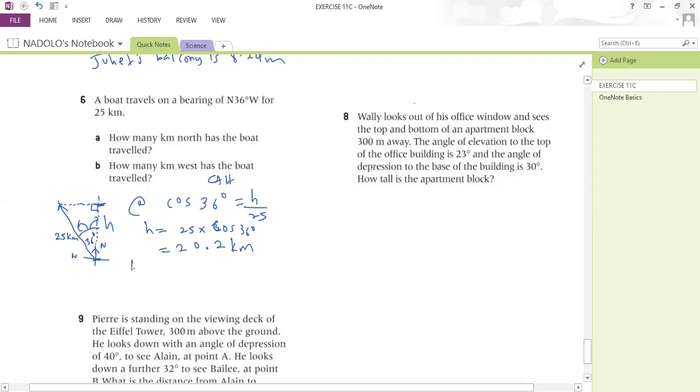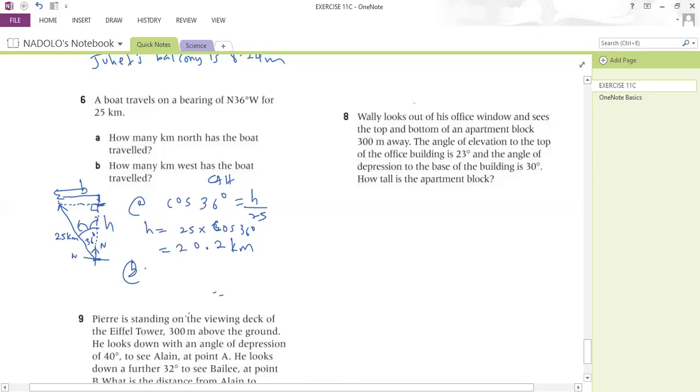Then how many kilometers west has the boat traveled? So west is towards the left. So from this point up to this point, what is the kilometers traveled? So you can use Pythagoras theorem, or you can use ratios. So let's call this B. Let's call this part B. So we are looking for distance B.